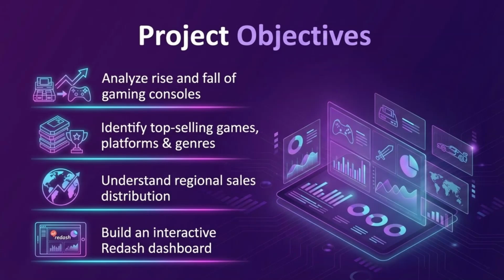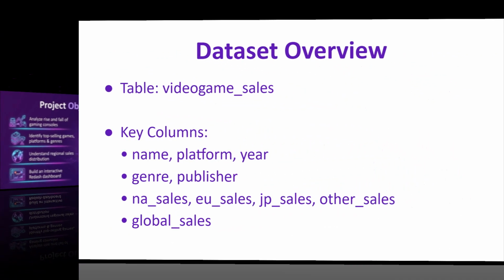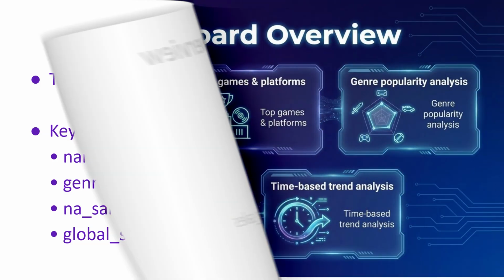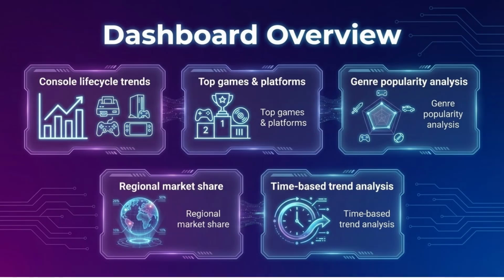We focus on identifying trends, top performers, and regional preferences using an interactive dashboard in Redash. The dataset contains detailed information about video games, including platform, genre, publisher, and sales across different regions such as North America, Europe, Japan, and other markets. The dashboard consists of multiple visualizations, each designed to answer a specific business question related to video game sales.